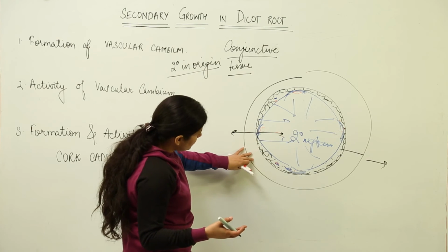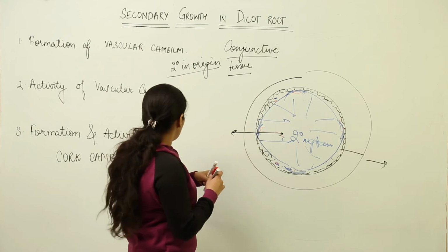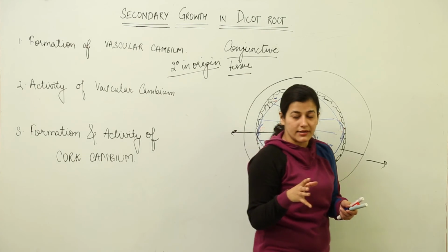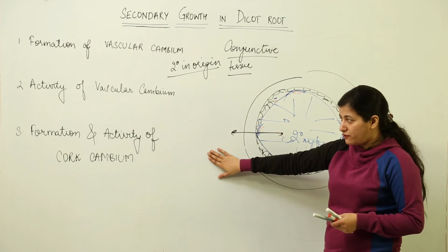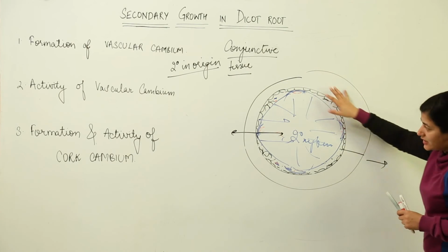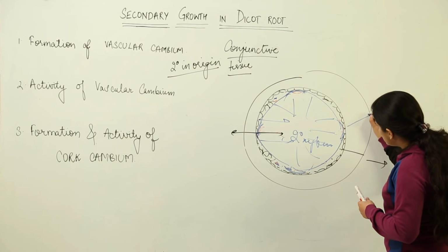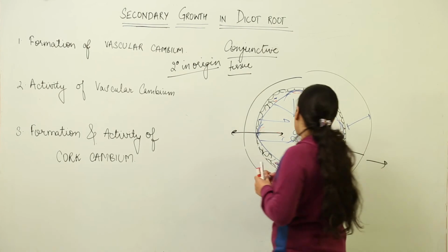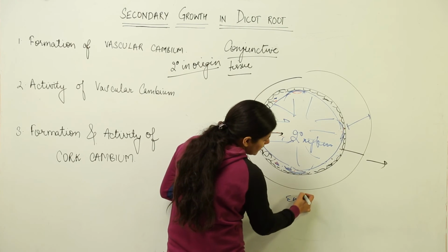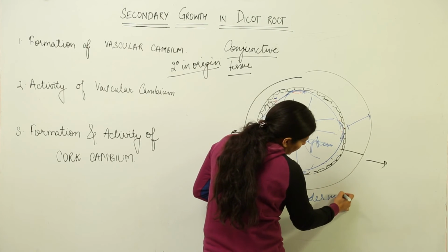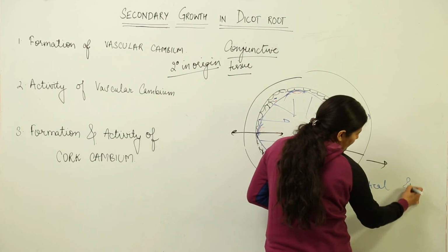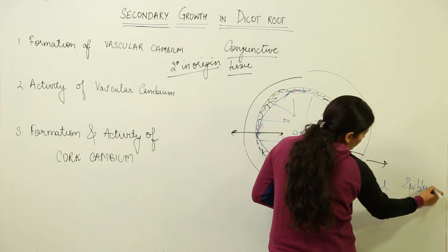And talking about the rest of the layers. We have seen the activity of vascular cambium is almost similar to that in the case of dicot stem. Now we have to talk about the formation and activity of cork cambium. This was the stele part that we had discussed. What about the regions which are present over here? Now you remember that the region outwards to the stele had endodermis, and there were many cortical layers. And after that we had epiblemma. This was all about the dicot root, right?